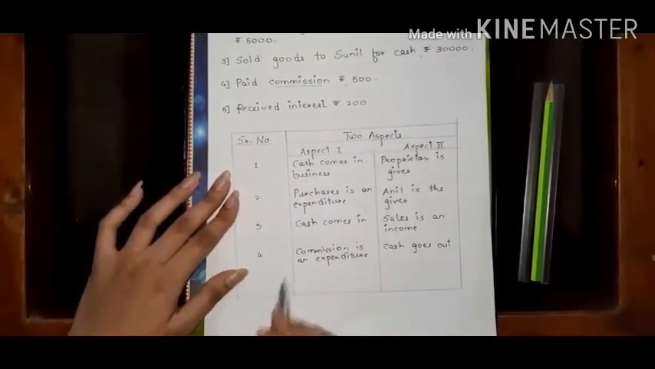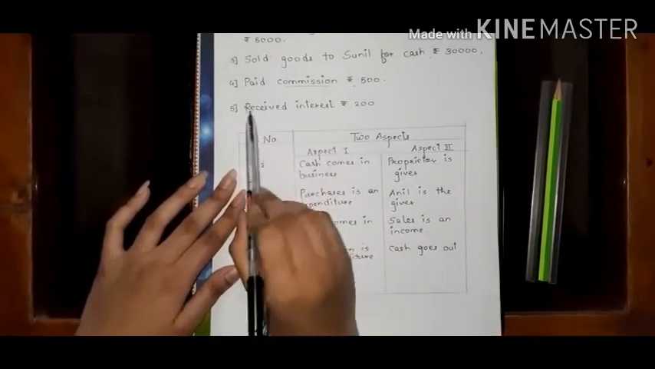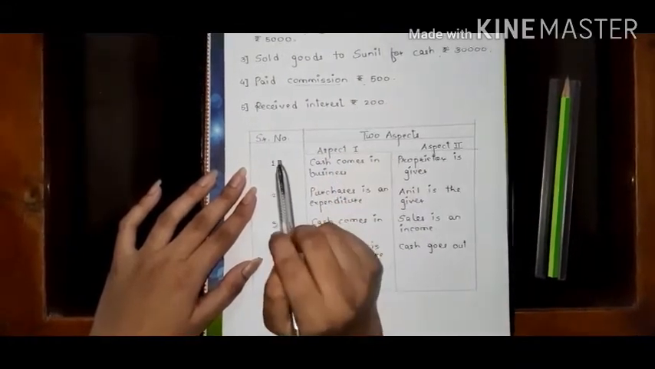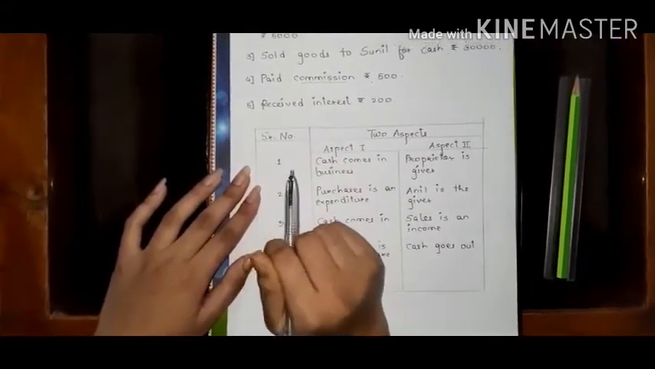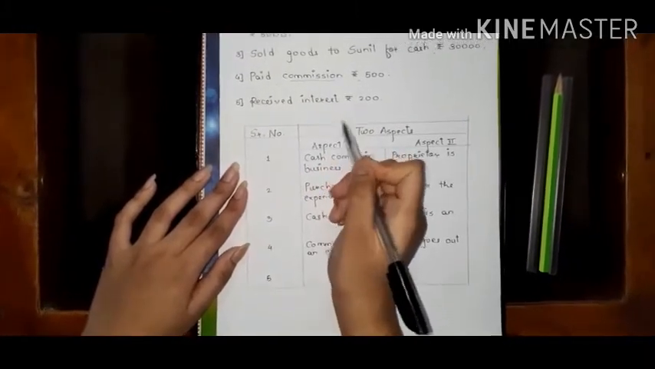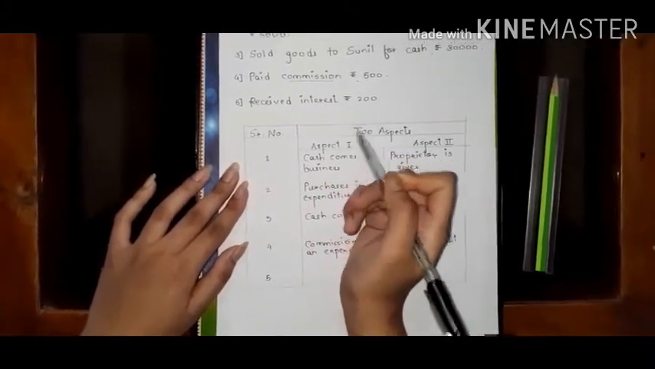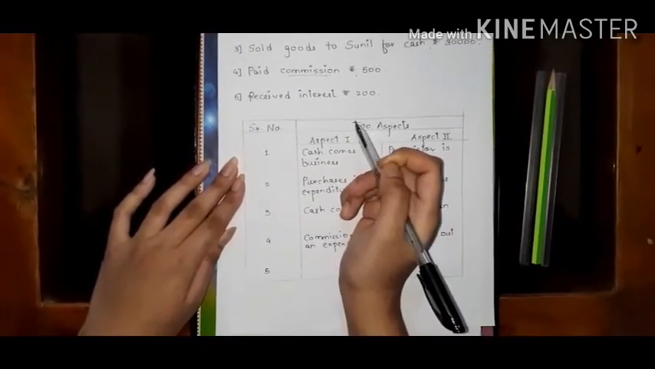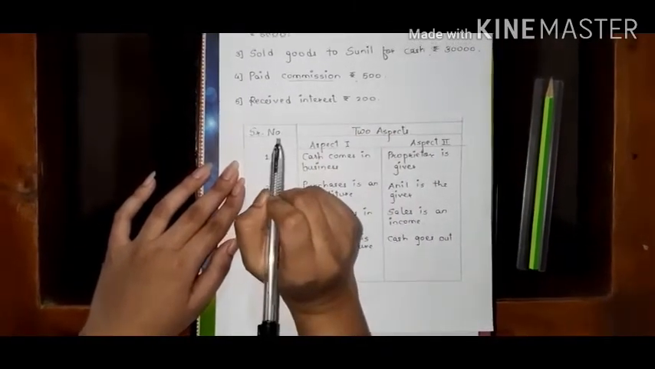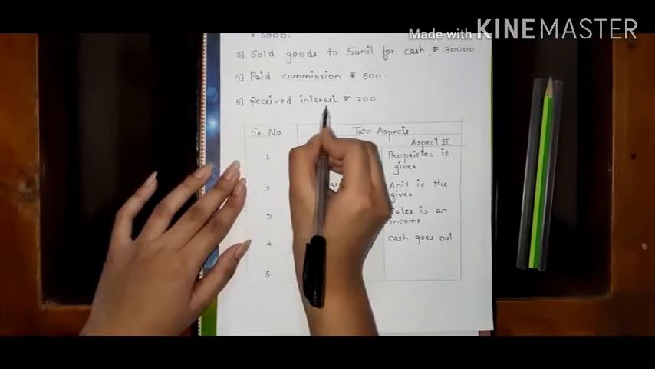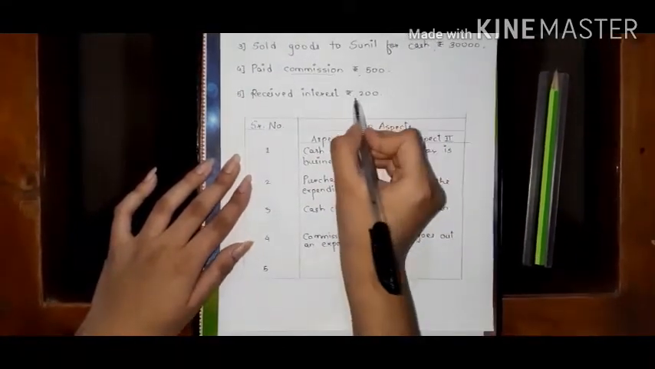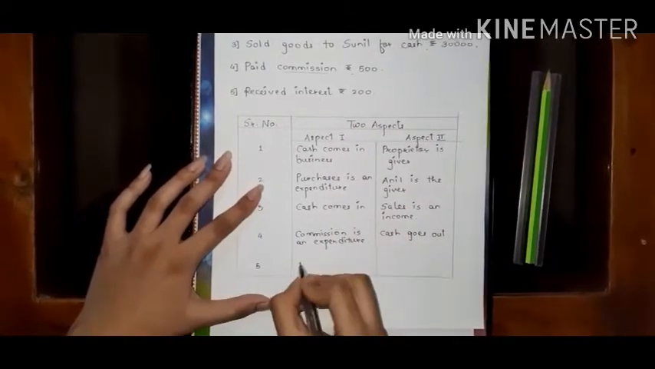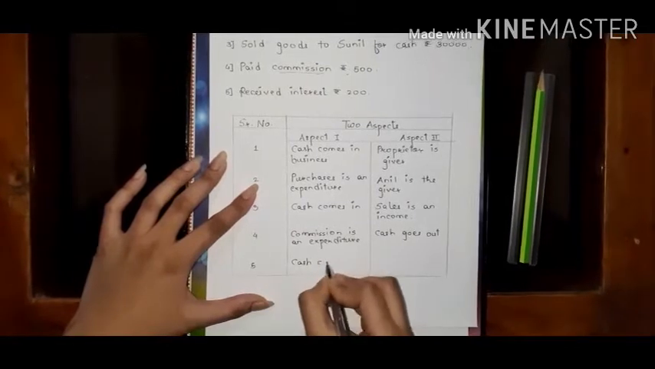Okay, let's move on to the last transaction. I've written serial number. Received interest rupees 200. Now this is our income because we have received interest from someone, as we have made some investment in bank, in any company or in any partnership firm. For that we have received interest. It can be any. So this is our income. Now it has come in the form of cash. So how the first aspect will be? Cash comes in because we have received it.